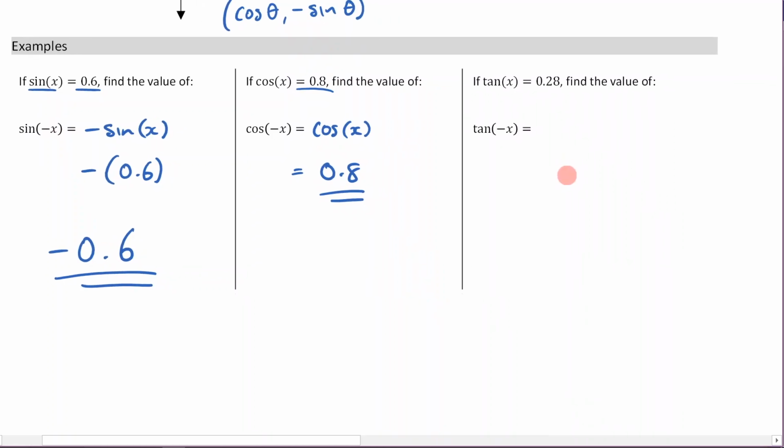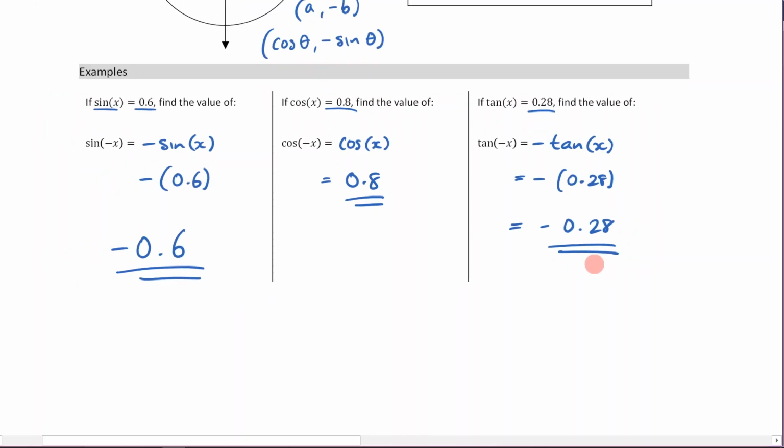Then finally here, I know that when I have tan of a negative, that means it's just going to bring the negative out to the front. I now put in what I know it to be. And it's going to be negative 0.28. And that's how I approach those questions.